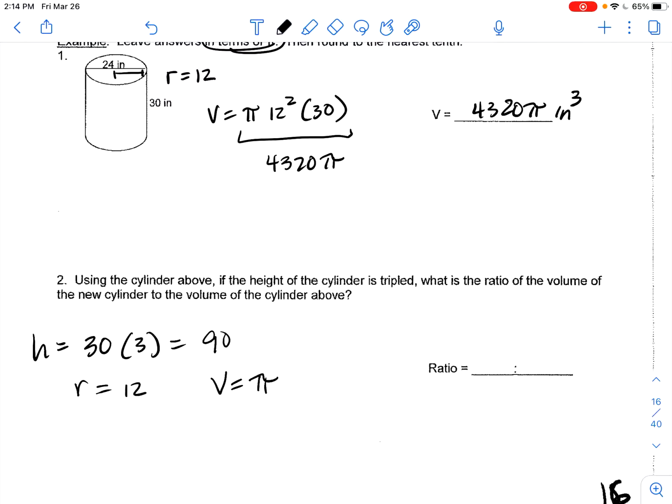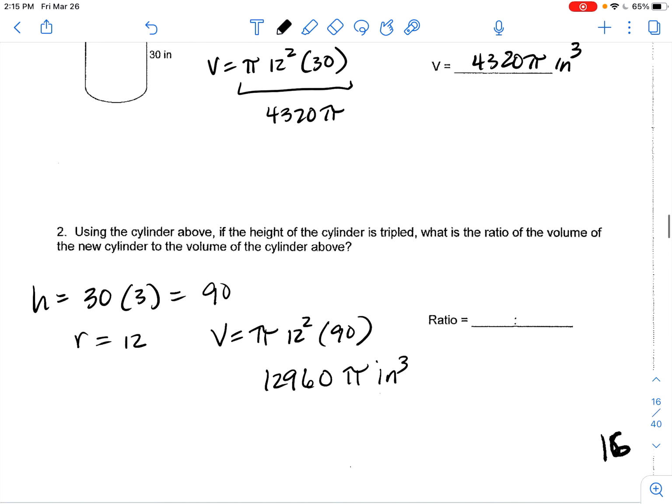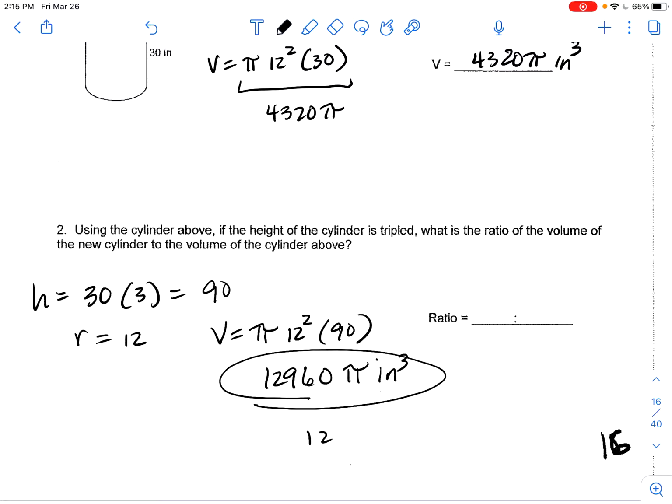So volume is pi times 12 squared times the height. Let's see what this is. So 90 times 12 squared, and that is going to give us 12,960 pi inches cubed. Okay, so we want the ratio. So we're going to take this new volume divided by the old volume. Okay, so we can see that the pi's cancel, and 12,960 divided by 4320 is 3 times.